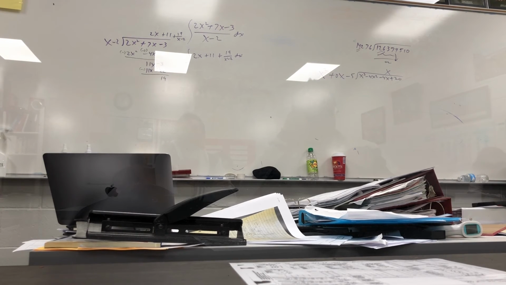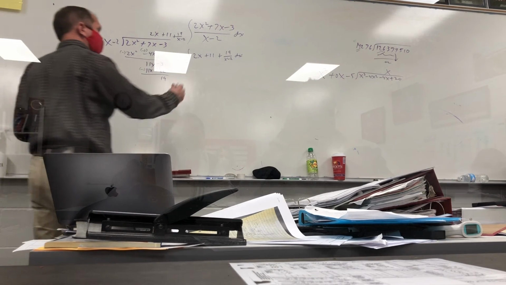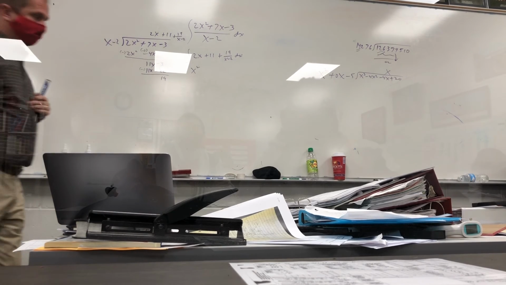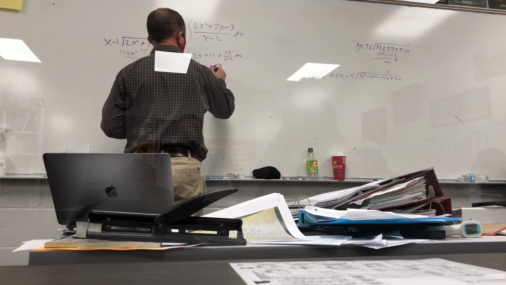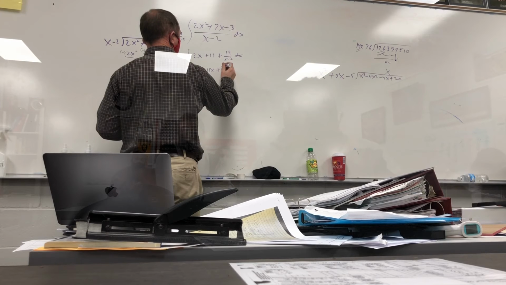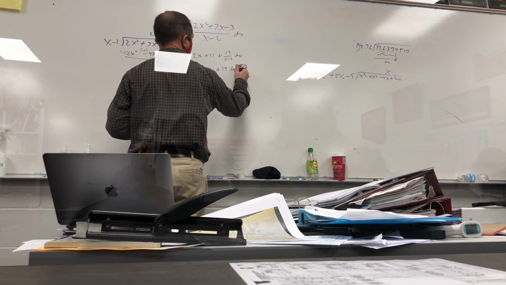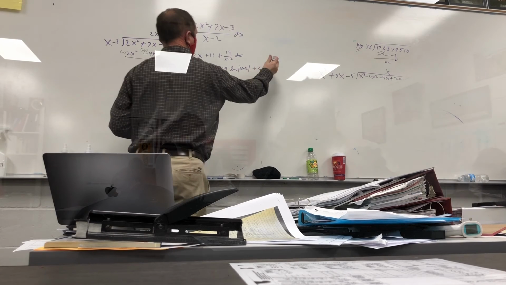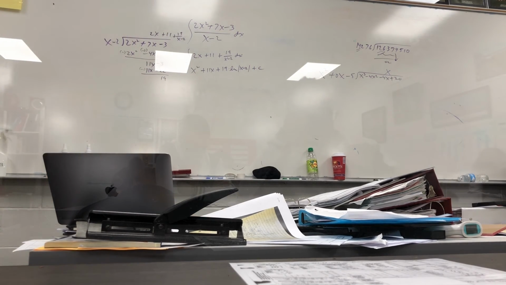So what is the antiderivative of 2x? x squared. Plus 11x, plus 19 times the natural log of x minus 2 quantity, plus c. It's about to say quantity squared.